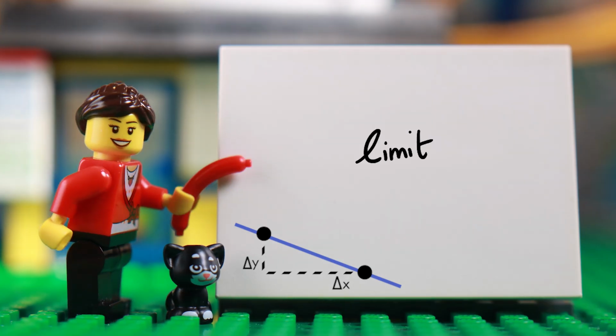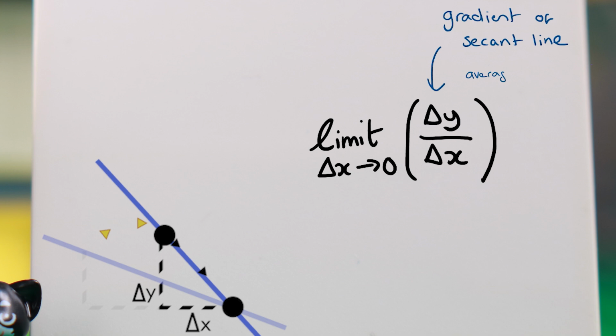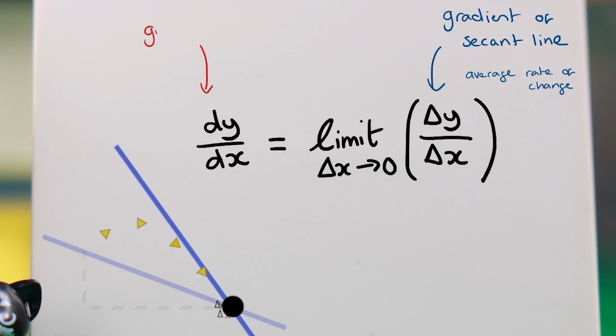Mathematically, we represent this as a limit. So as the distance between the 2 points gets closer and closer to 0, the gradient of the secant line, the average rate of change, becomes the gradient of the tangent line, or the derivative of the function.